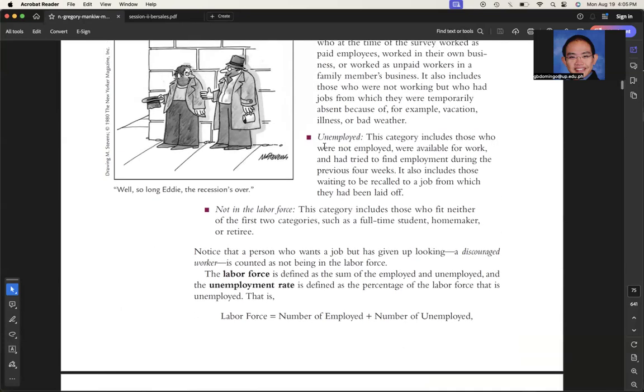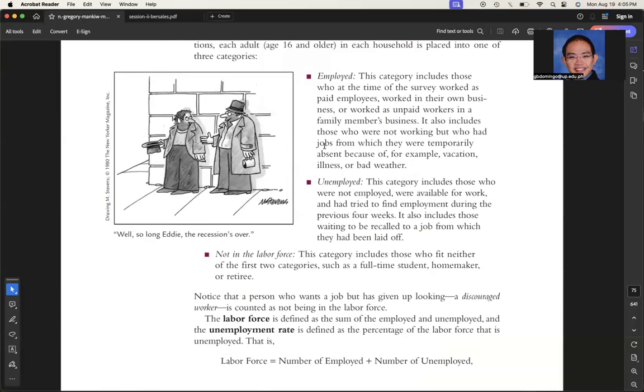Okay, so let's go back actually to this part. Employed means those who at the time of the survey worked as paid employees, worked in their own businesses, or worked as unpaid workers in a family member's business. It also includes those who were not working but had jobs from which they were temporarily absent because of vacation, illness, or bad weather.